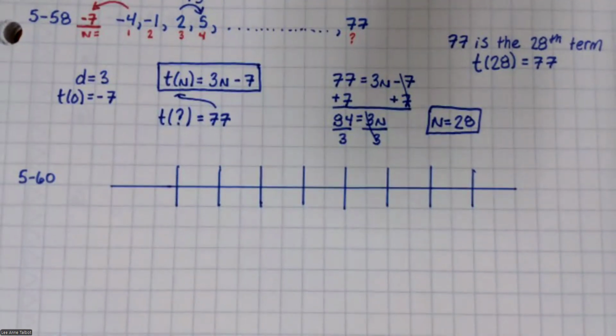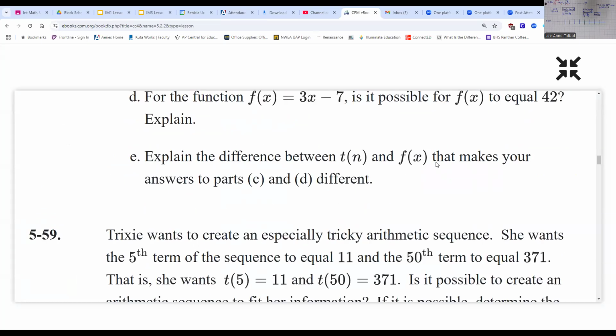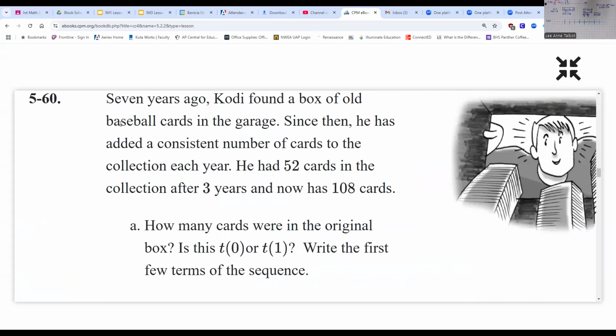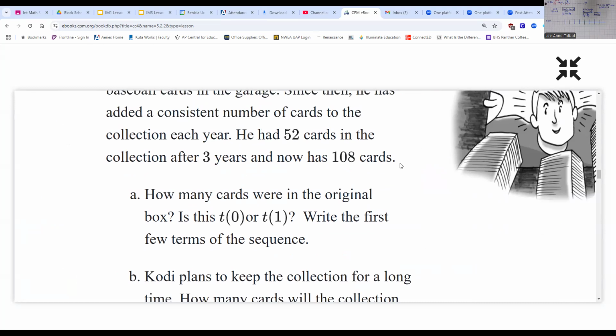Number 60. I need the book for this one. Seven years ago, Cody found a box of old baseball cards in the garage. Since then, he has added a consistent number of cards to the collection each year. He had 52 cards in the collection after 3 years and now has 108 cards. How many cards were in the original box?